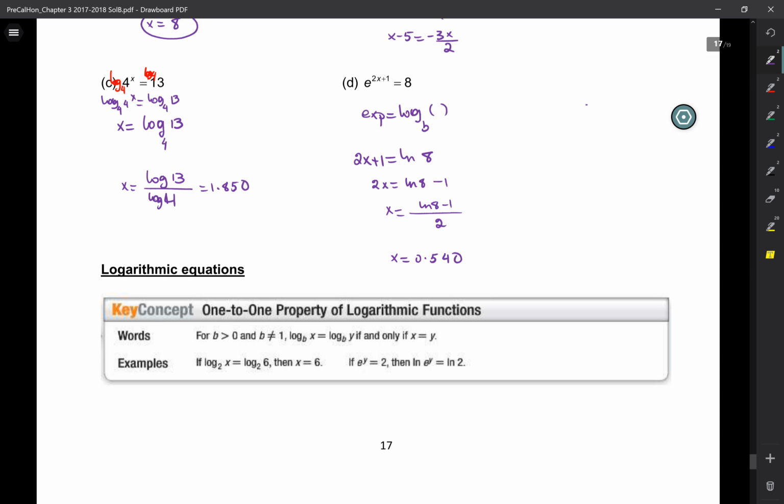Okay? So why would you put an ln? Because it's a base of e. Technically, you do log base e, which is ln. So what we would do in algebra 2 was ln of both sides.